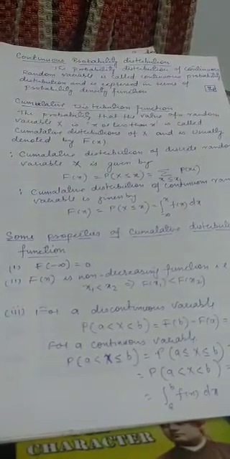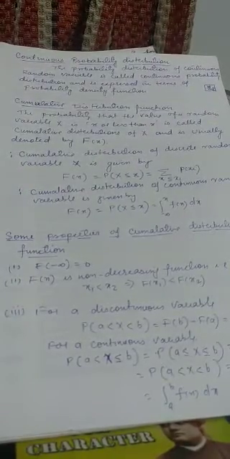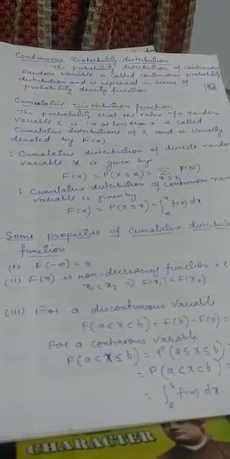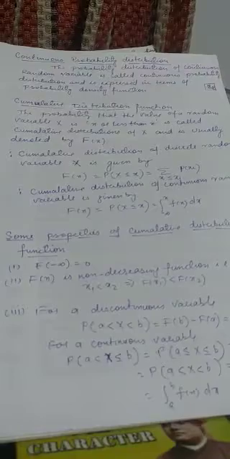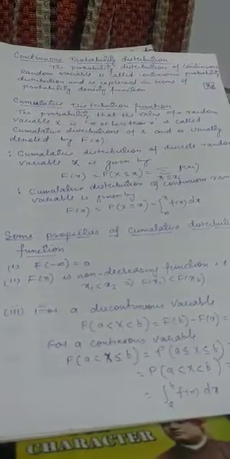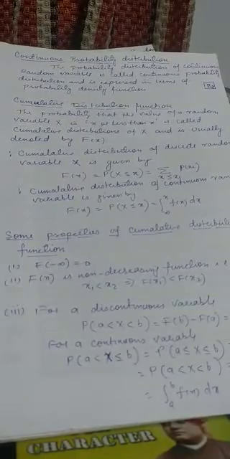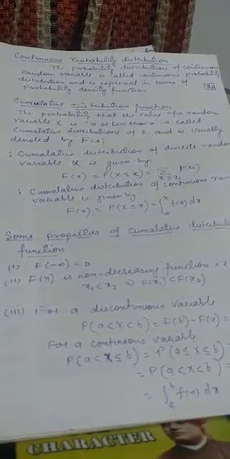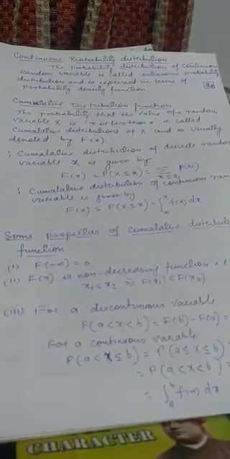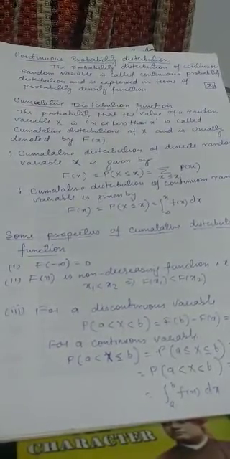So for the next topic, we study the cumulative distribution function. Basically, the cumulative distribution function is the probability that the random variable X takes a value less than or equal to x, and it is usually denoted by capital F of x. The cumulative distribution function for a discrete random variable is given by capital F of x.